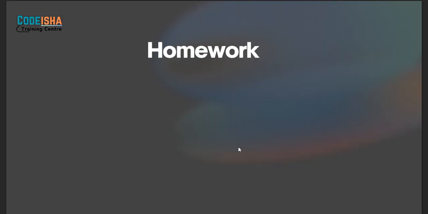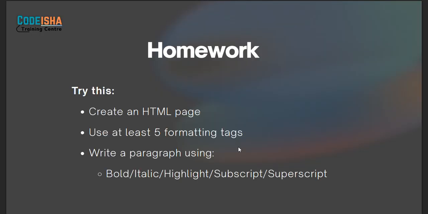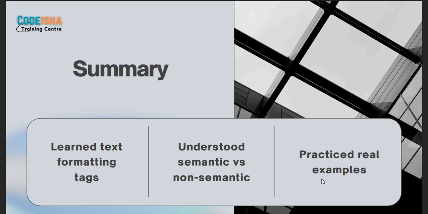And coming to the homework for that. Let's try to create one HTML page, adding at least 5 formatting tags. Write a paragraph using bold, italic or highlight, subscript and superscript tags. Let's try how it looks when you write the piece of code, and check how it looks on the user interface, whatever you added. And here the summary.